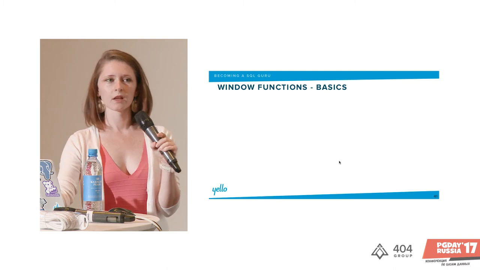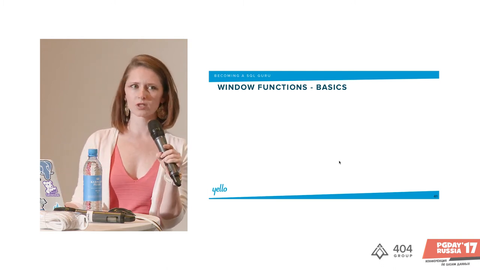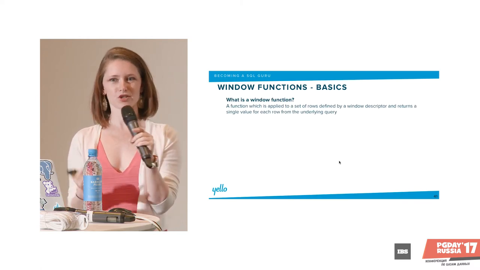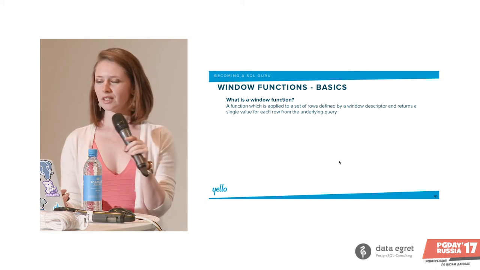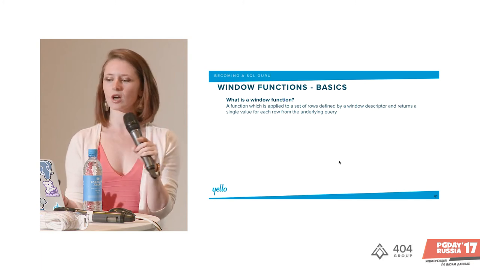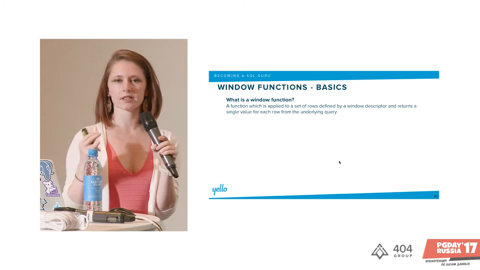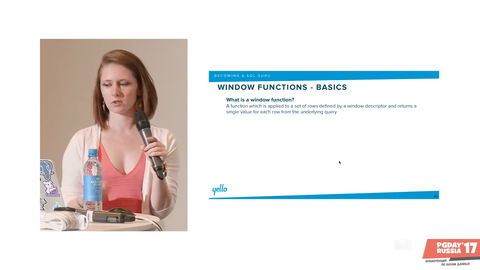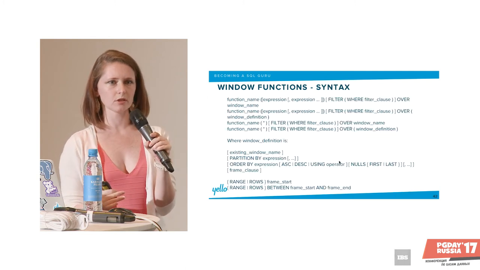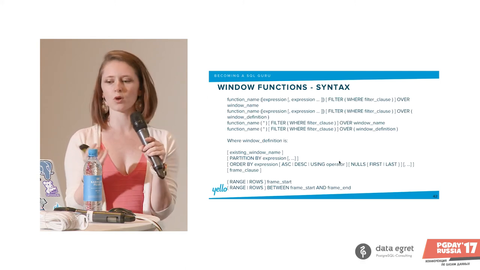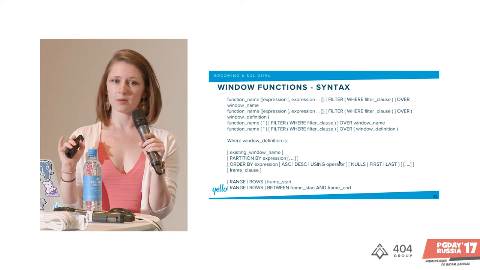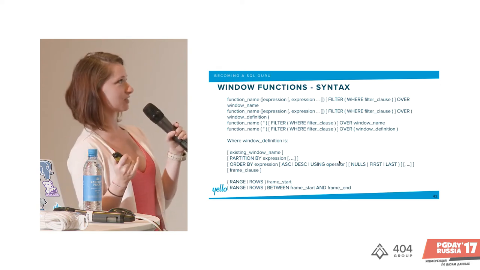Cool. So window functions is the one that most people have trouble with. It seemed like a lot of people raised their hand, so I'm not sure to what level you guys are familiar with them. But essentially, a window function performs a calculation across a set of rows that are in some way related to the current row. Essentially, what it allows you to do is reference other rows within your table, but still retain row-level detail for your output. And we're gonna go through some examples, but first, this is what the syntax looks like.